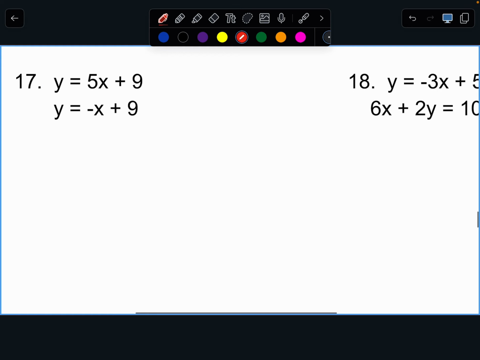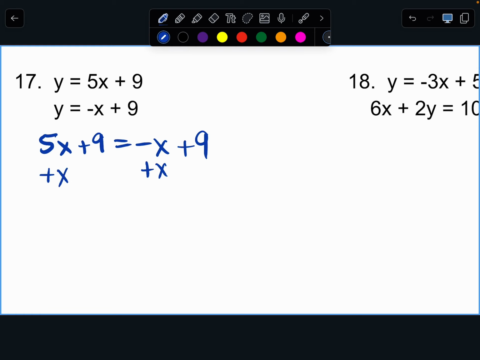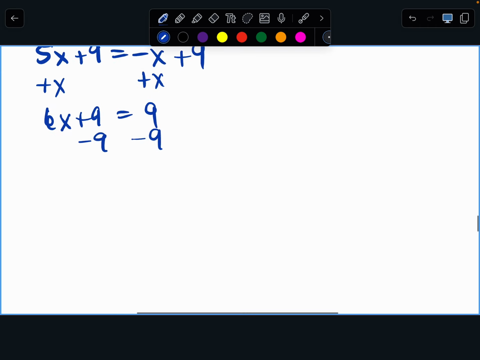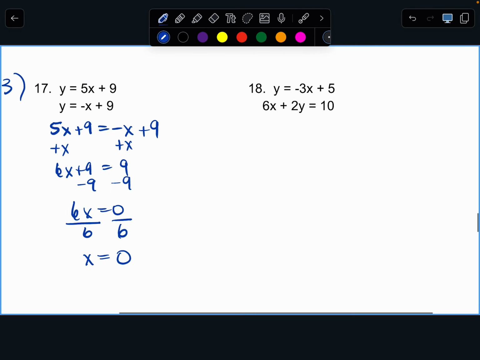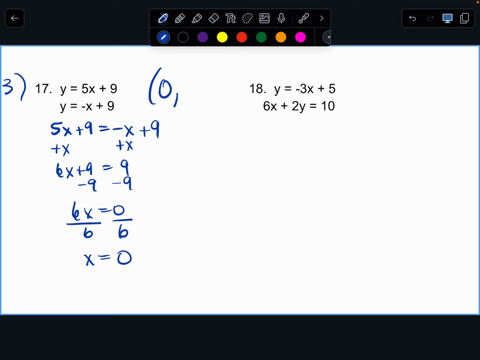Okay, so this next one, they both say y equals. So you just set them equal. You set the expressions equal to each other. 5x plus 9 equals negative x plus 9. I like to have the positive coefficient, so I'm going to add x to the other side. I get 6x plus 9 equals 9. I subtract 9 from both sides. I get 6x equals 0. I divide by 6. 0 divided by anything is 0. Wow. So my x value is 0.